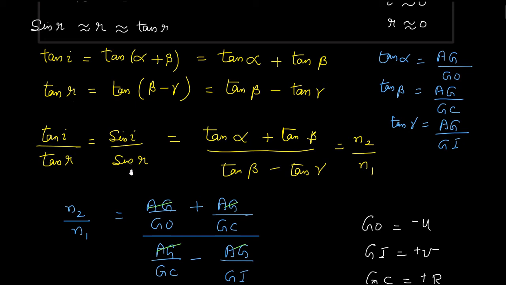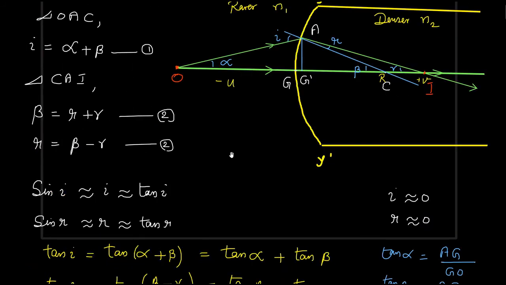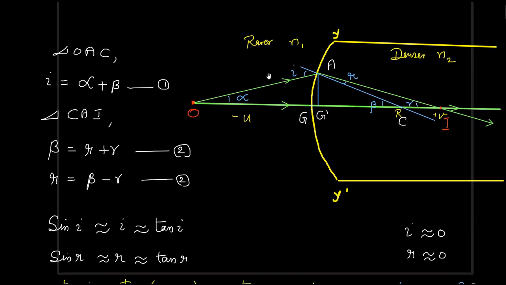Substituting these values, we write the ratio of sin i and sin r, which is equal to tan alpha plus tan beta by tan beta minus tan gamma. And according to Snell's law, sin i by sin r is equal to refractive index of the medium to which refraction takes place by refractive index of the medium from where the incident ray comes. See, n1 is the refractive index of rarer medium, n2 is the refractive index of denser medium. Therefore, sin i by sin r is n2 by n1.